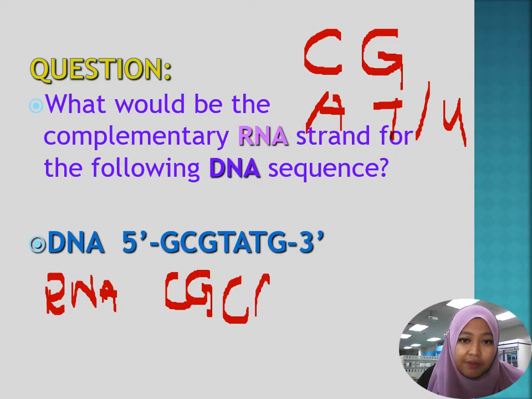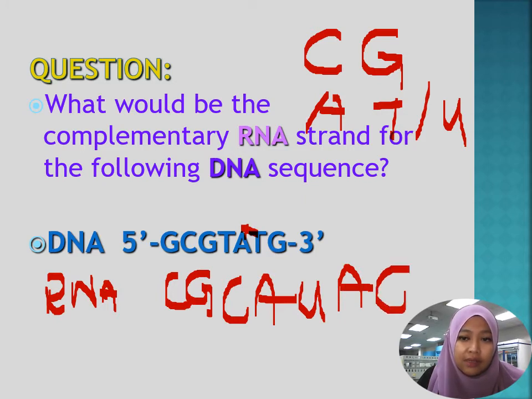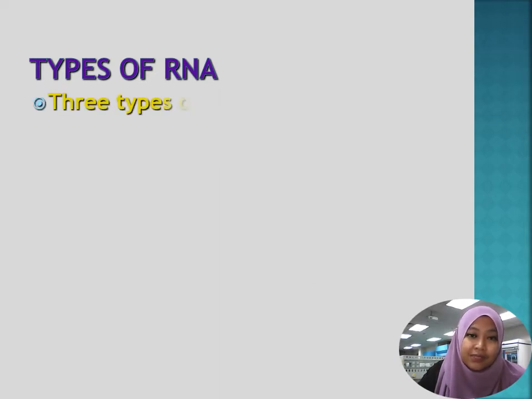T will be complementary with A. Now, here is the critical part: A is complementary with T in the DNA, but in the RNA it changes into U. T with A and G with C. So this is an example of how the DNA is copied into RNA. Basically this RNA will be transferred into the cytoplasm, outside the nucleus, for the next process.